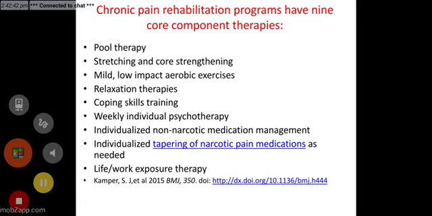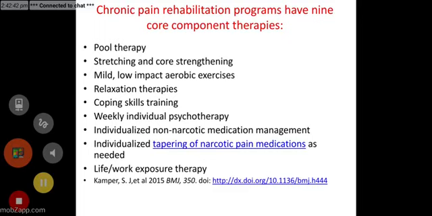Now, in America, they have chronic pain rehab programs, and they are now used very effectively in treating pain. They have 9 components. First of all, the patients go for pool therapy, then relaxation, then a stretching and core strengthening exercise program, then mild low-impact aerobic exercises, then relaxation therapies, then coping skills therapy.